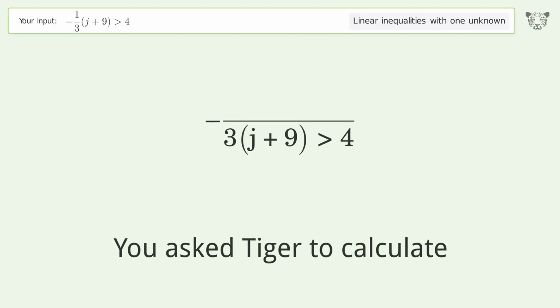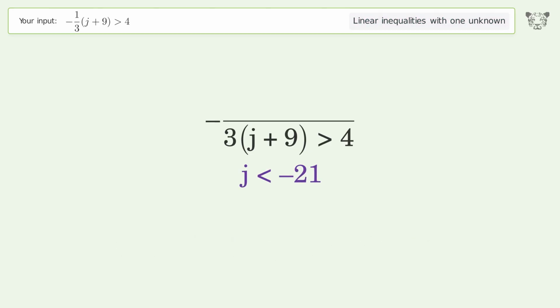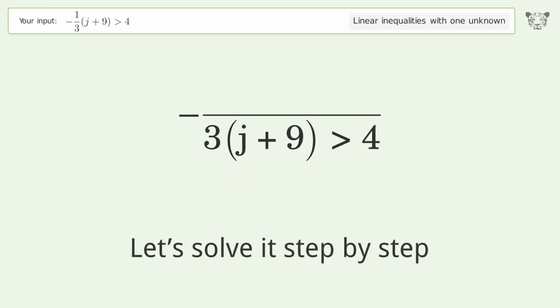You ask Tiger to calculate. This deals with linear inequalities with one unknown. The final result is j smaller than -21. Let's solve it step by step.